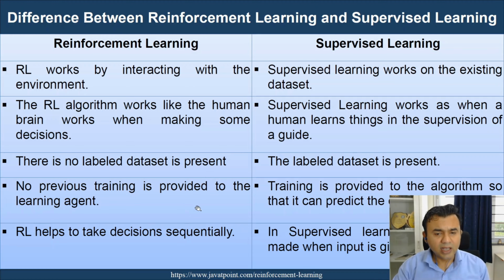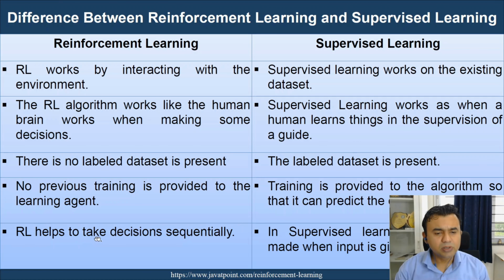No previous training is provided to the learning agent. It's kind of training on the job. Learn on your own, explore on your own. Whereas in supervised learning, we provide intense training to the algorithm so that it can predict the output.